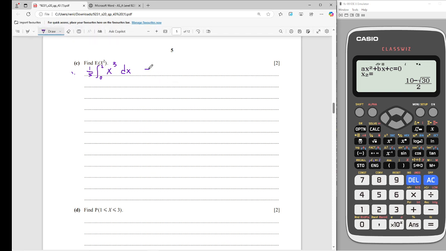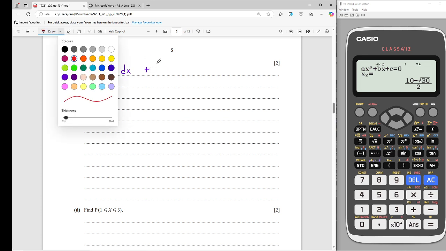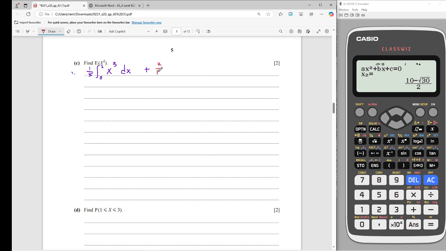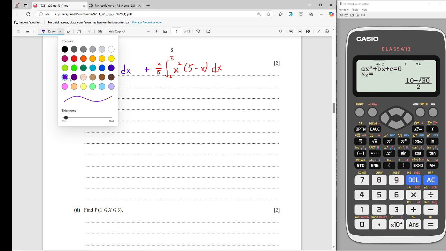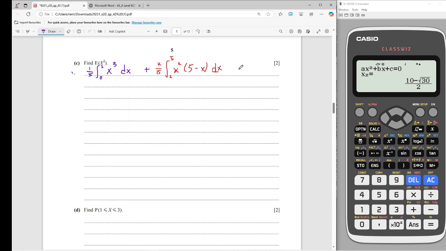This is added on with the integration of 2 by 15 times, for the limit of 5 to, we have here x squared times 5 minus x. Just like the previous one, we have to multiply x squared with both. Now we just need to integrate with respect to x. So the first one, let's integrate this in parts, and this will be equal to E of x squared. Okay, let's leave that be.